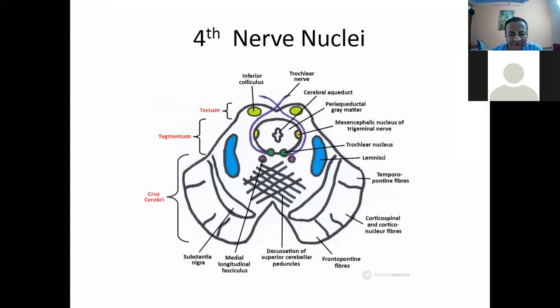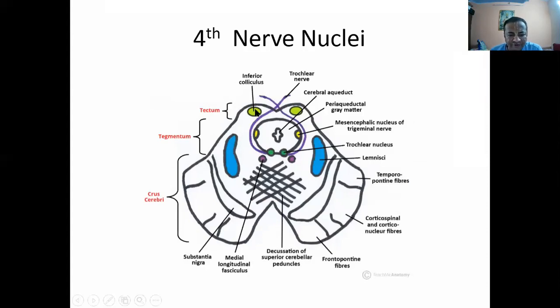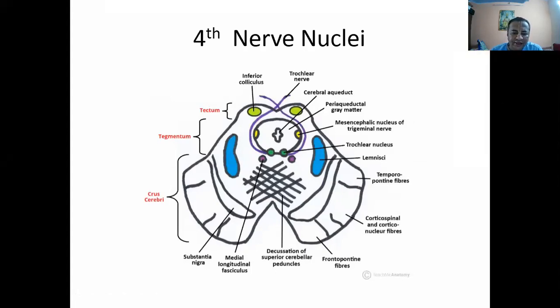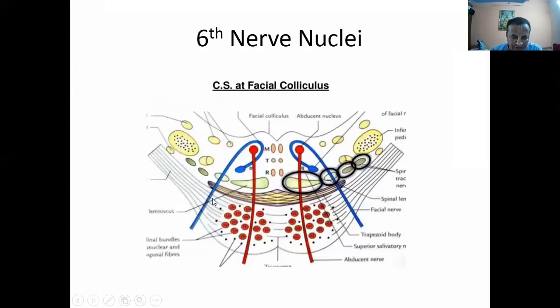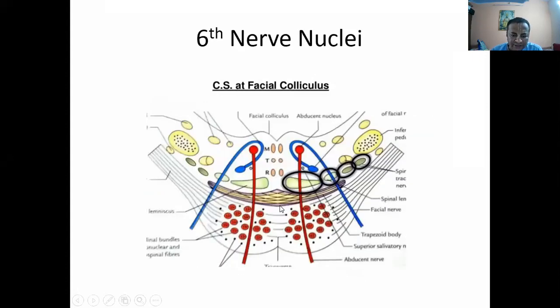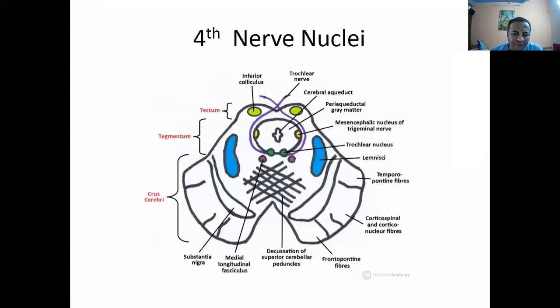Fourth nerve nucleus is there at the level of midbrain, but at the level of inferior colliculus. If you compare this, the third nerve is coming out of the brainstem from the anterior aspect. Sixth nerve is coming out of the brainstem from the anterior aspect, but fourth nerve is the only nerve which is coming out from the posterior aspect, and the fibers are decussating, they are crossing each other. So fourth nerve is the only nerve which arises from the brainstem on the posterior aspect.